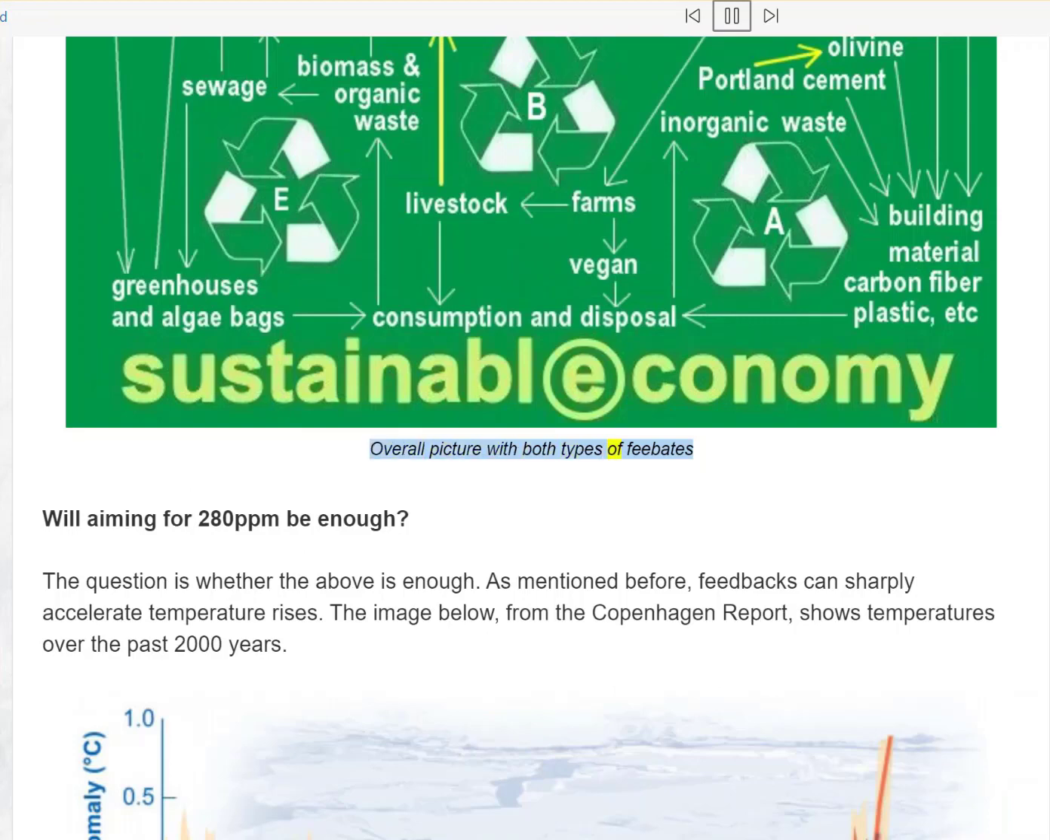Overall picture with both types of rebates. Will aiming for 280 ppm be enough? The question is whether the above is enough. As mentioned before, feedbacks can sharply accelerate temperature rises. The image below, from the Copenhagen report, shows temperatures over the past 2,000 years.